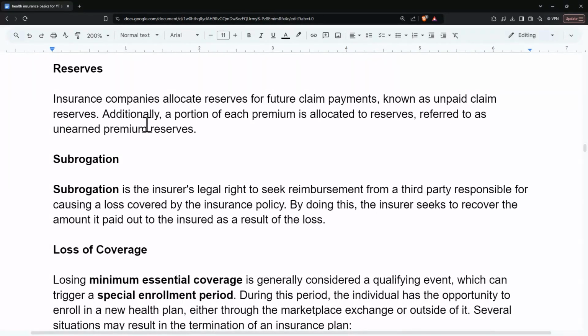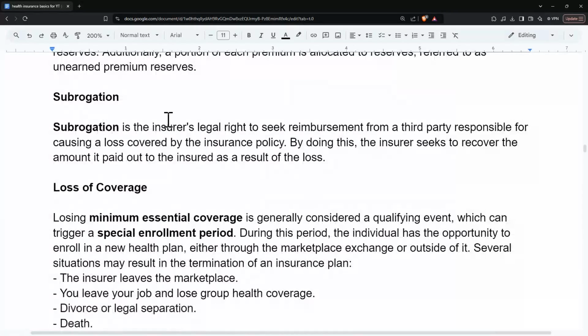Okay, subrogation. This is the insurer's legal right to seek reimbursement from a third party responsible for causing a loss covered by the insurance policy. By doing this, the insurer seeks to recover the amount it paid out to the insured as a result of the loss. So for instance, say someone goes to the hospital for a broken arm, and they have to get a procedure to fix their arm. If someone broke their arm, the insurance company could go after them with subrogation to seek reimbursement for that. Because they're like, hey, we wouldn't have had to pay this claim unless you broke this person's arm.